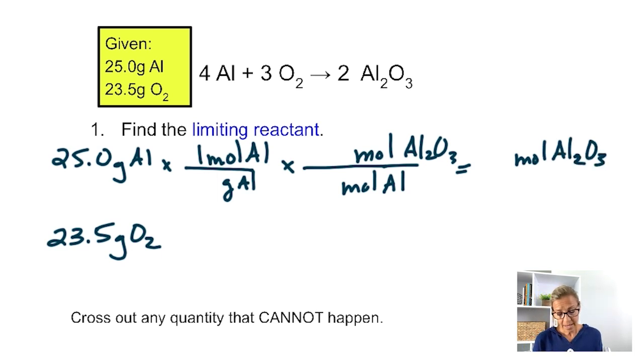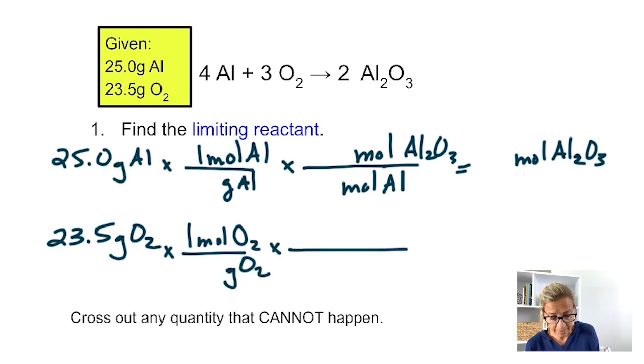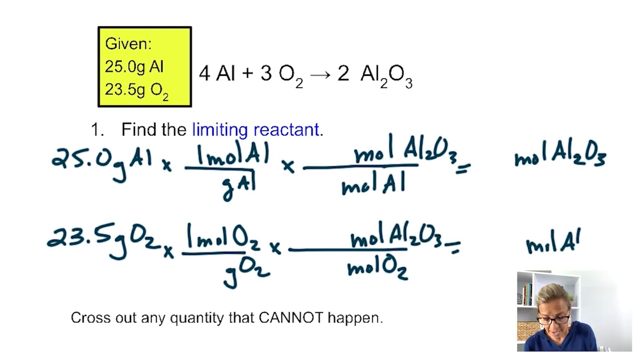Okay? And let's go ahead and pop some numbers in here. I'm going to go ahead and set up my oxygen, and then we'll fill in the numbers. So 1 mole of oxygen. Okay, and then we're going to trade in moles of oxygen to moles of aluminum oxide. So I'm going to calculate how much aluminum oxide each of them can produce.